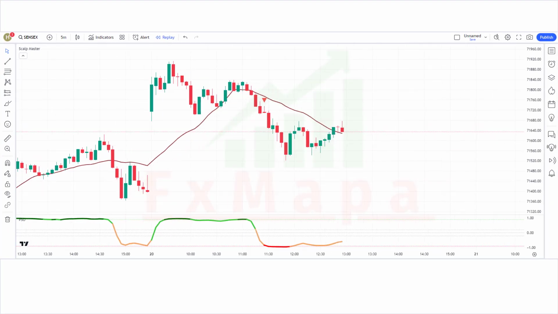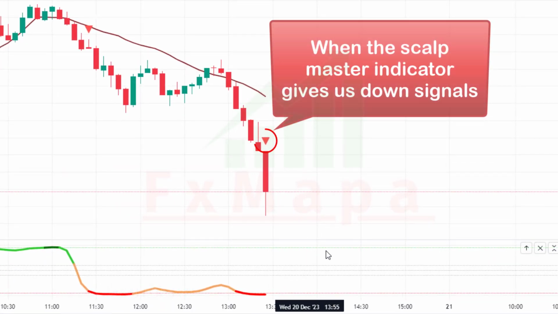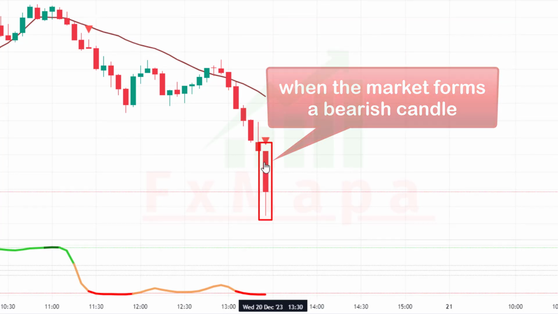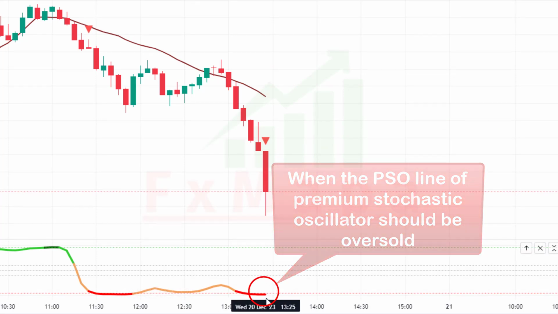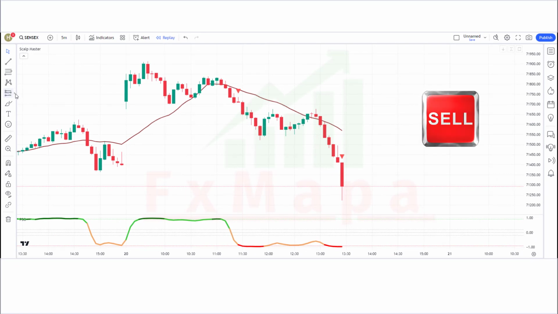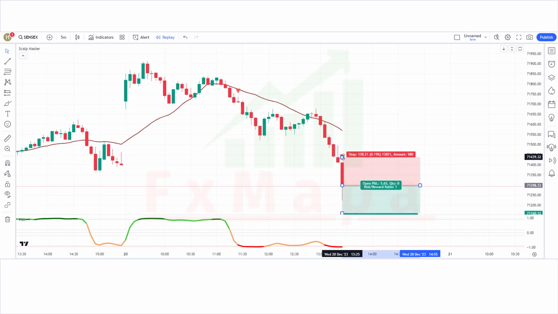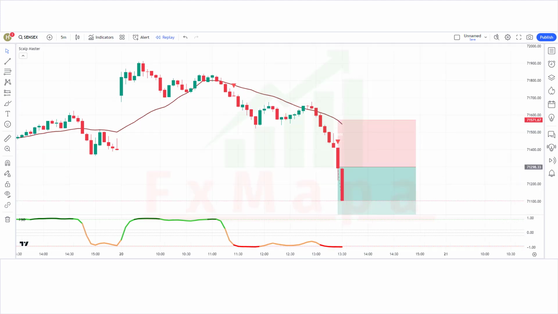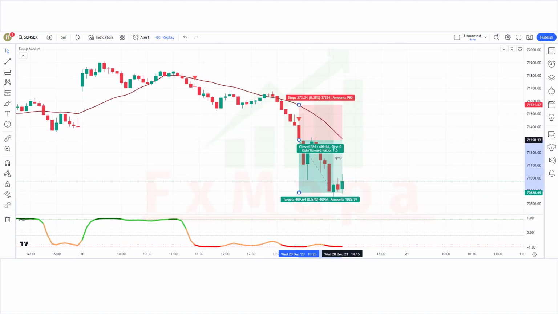Now, let's understand the concept where we will take buy and sell trades based on their conditions. When the Scalp Master indicator gives us down signals, when the market forms a bearish candle, when the PSO line of Premium Stochastic Oscillator is oversold, if this condition is fulfilled, then we will place a sell order. Our stop loss will be placed at the Scalp Master indicator BB line, and the risk to reward ratio will be 1:1.5. The market has completely hit the target.